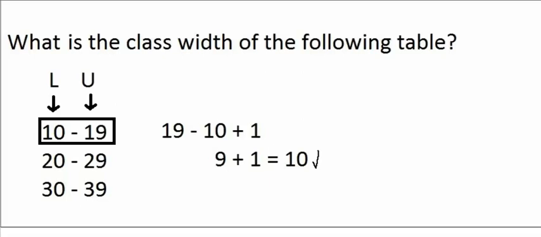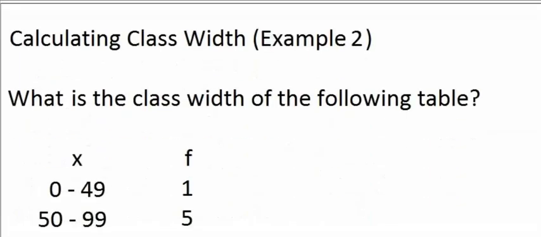Okay, and you actually don't have to use the first interval. You could use any interval you want. You just have to pick one. For example, I could have taken 20 to 29 and done 29 minus 20 plus 1, and I would still get 10. Or I could have taken the third class interval and done 39 minus 30 plus 1, and I still would have 10. So really, you just have to pick an interval and then use it. But the most convenient thing to do, I think, is to pick the first one, like I did. So that's how you get the class width.